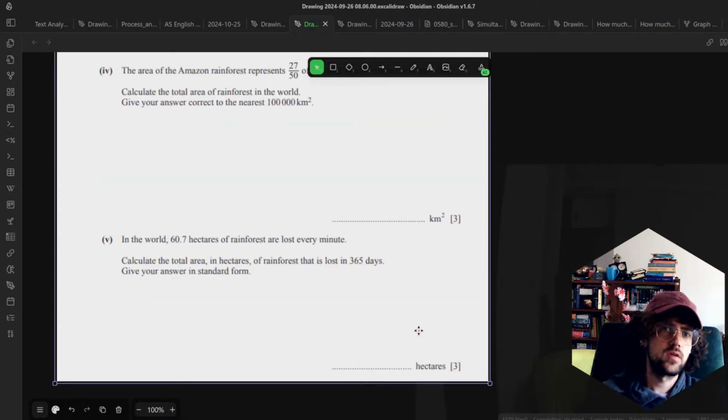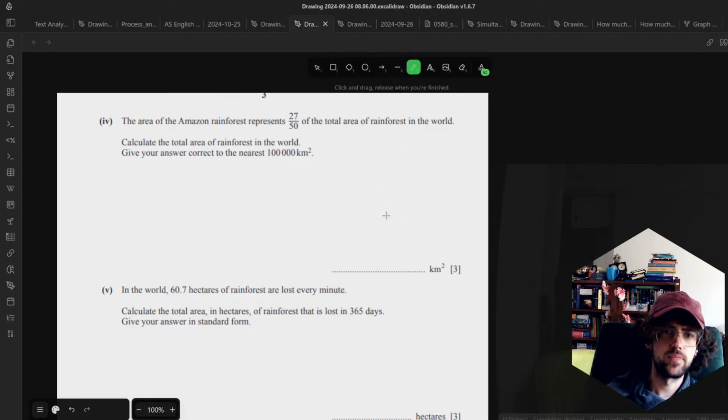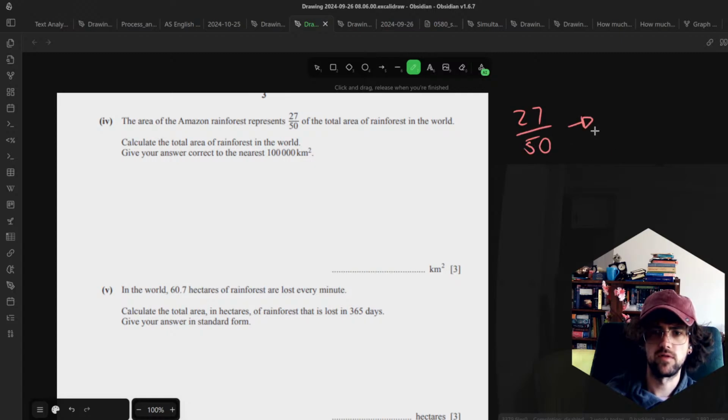Okay. So the area of the Amazon rainforest represents 27 over 50 of the total area of the rainforest in the world. Calculate the total area of the rainforest in the world. Give your answer correct to the nearest 100,000 kilometers squared. Okay, so it's 27 over 50 of the total. Okay.